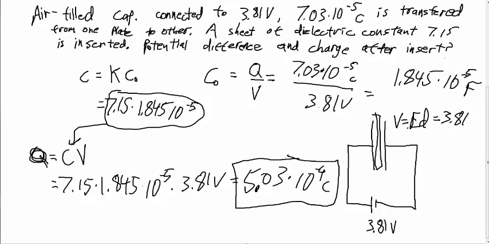Now there's a kind of simpler way to logic through this, which is to look at the equation for charge here and say, well, if you increase the capacitance by a factor of the dielectric constant, 7.15, then you're increasing the charge by the same factor, assuming the voltage doesn't change, which it doesn't. And then you just take your initial charge and multiply it by the dielectric constant, and we should get the same answer.